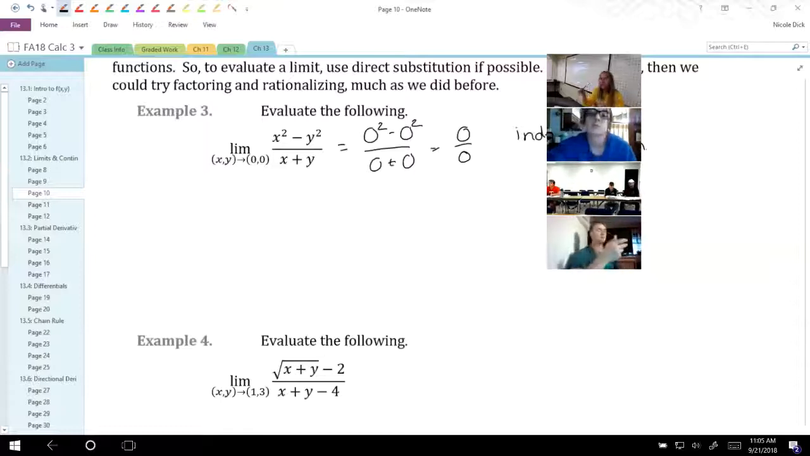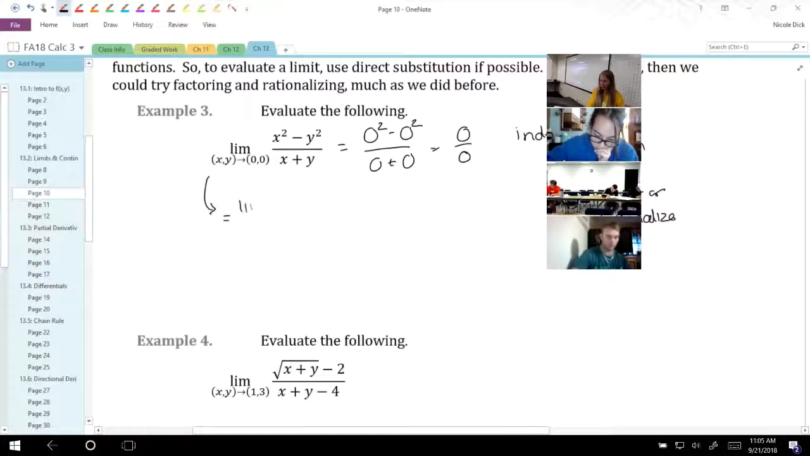So just know that if you get indeterminate forms, don't just quit. Try some algebra. A good thing to try from here is to factor it or rationalize. Those are two fairly easy algebraic methods that usually fix this problem, which we saw in Calc 1 too. So let's try that. Let's factor this guy. So we still have a limit as x, y approaches 0, 0. Haven't done anything with that yet. But I can factor this numerator.